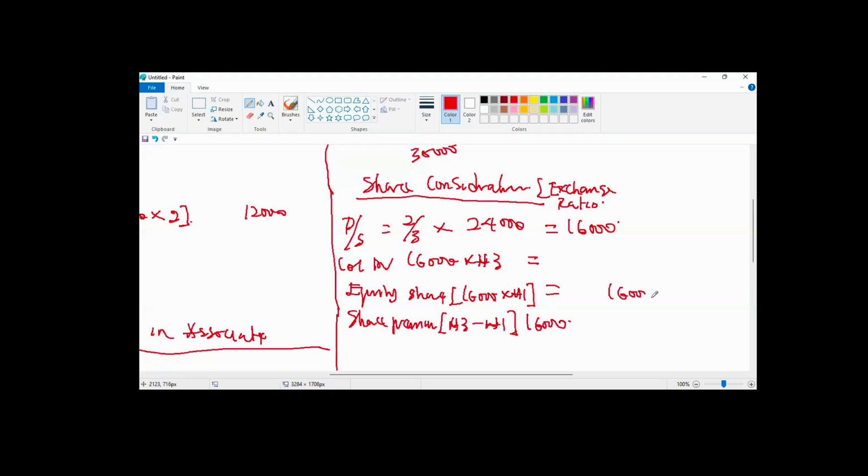This will give me 16,000 to be credit. The share premium, I think it's 32. Cost of investment, 48. If it has not been recorded, I will record this. Sir, cost of investment should be debit, right? Sorry. Thank you, my sister. Debit. That is it.